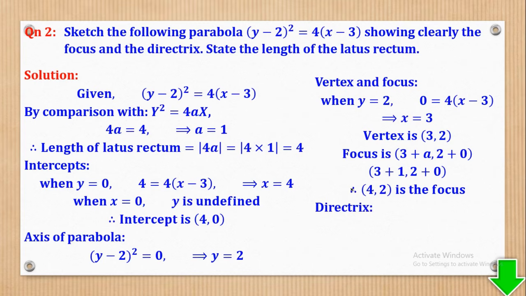That was focus. What about the directrix? Directrix is given by capital X equal to negative a, but we saw that capital X here is equal to x minus 3. So we shall substitute x minus 3 equal to -1 because a was 1. And when I make x the subject, I'll come up with this, and this will be the directrix. So now we have got all.